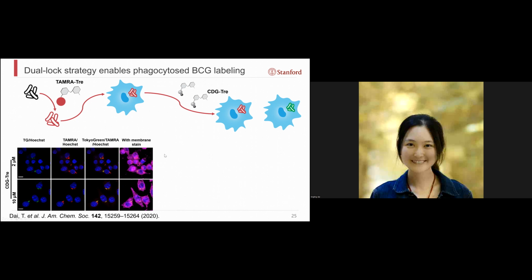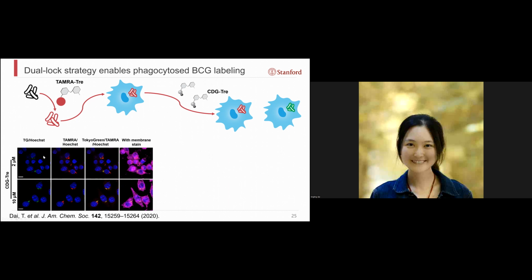So as you can see here, the first channel is the green channel of the dye, and the second channel is where the first dye is, the red tempera trihalols. So that marks the bacteria before the phagocytosis happens. And then the third channel is an overlay of the first two, and then we also did a membrane stain to see where the macrophage is.